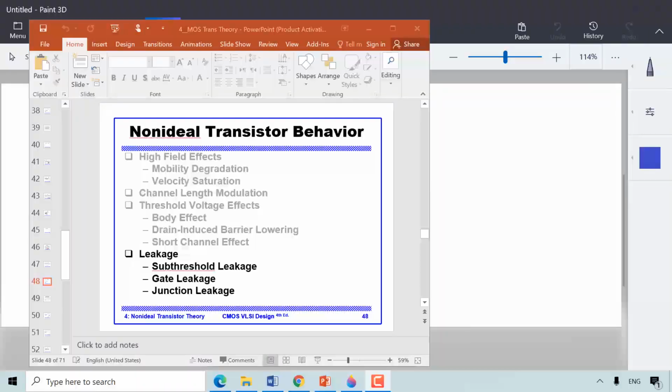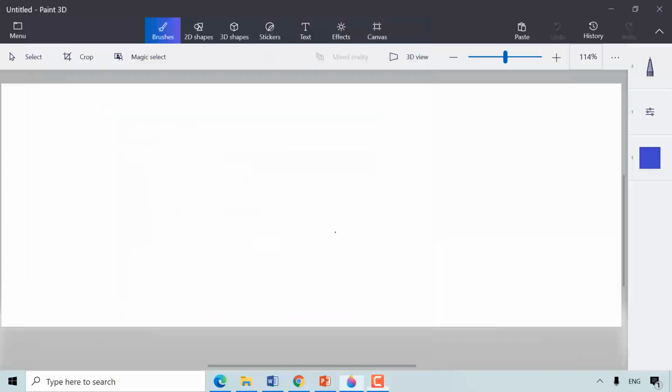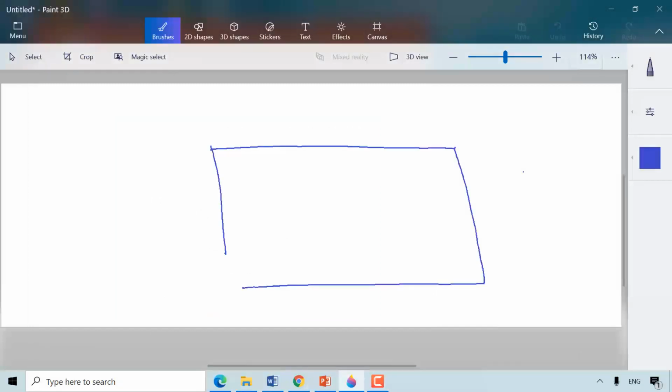Hi, we are continuing the discussion with the non-ideal transistor behavior, and we will talk about the leakage now. If I may go to the whiteboard a little bit, we'll draw the transistor to remind ourselves of the major components. So here we have the source, the drain. We've got this SiO2 layer, and then we have the gate here.